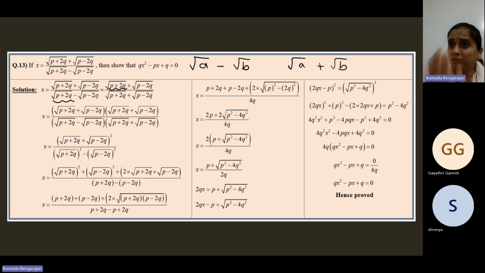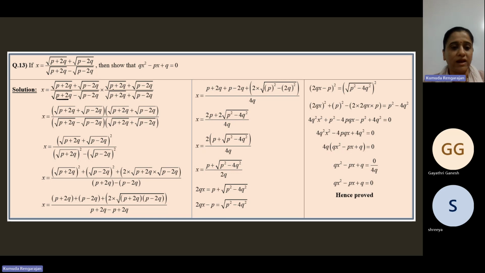So see here, this one you can see as it is. P plus 2Q is P plus 2Q, not P minus 2Q. Don't change the signs anywhere else. Only the sign connecting the two terms should be changed. Not any other sign. So see this one as it is, this one as it is. The connecting sign is minus, so the conjugate will take a plus sign. The same thing you see in the denominator.